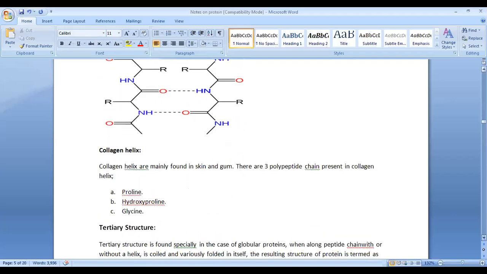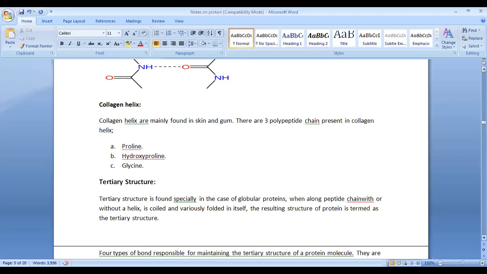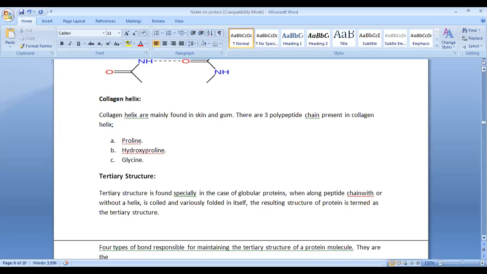Now the collagen helix, I said to you, is present in skin and gum. There are 3 polypeptide chains, I showed you in that picture, with amino acids proline, hydroxyproline, and glycine. I already discussed that we take proline and glycine as food, but we don't take hydroxyproline. So to make proline into hydroxyproline, what do we need? Vitamin C. Good, Vitamin C. Good, so you know this.